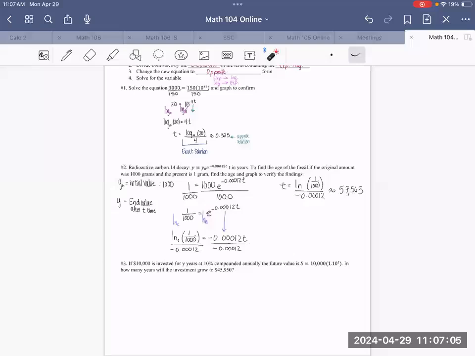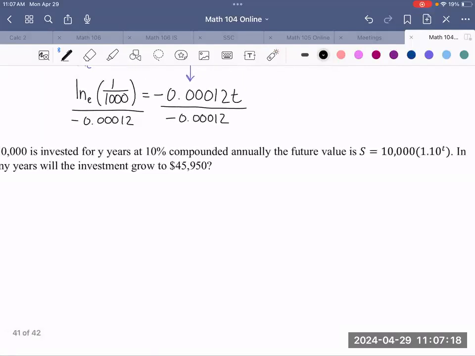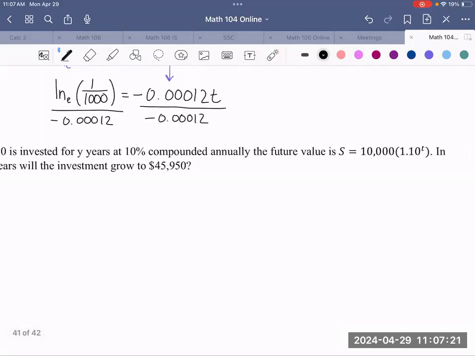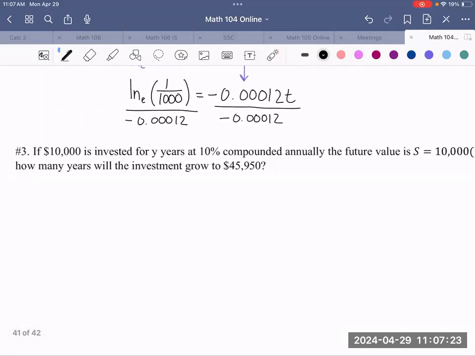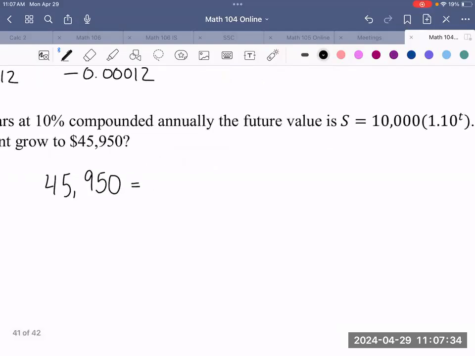Okay, so I would say pause the remaining lecture and see if you can do the following on your own. $10,000 is invested for y years at 10% compounded annually, and it's giving us the equation. In how many years will the investment grow to 45,950? Those are our two sides of the equal sign. I would definitely get practice doing this by hand and then again by the calculator. So let's go ahead and divide.